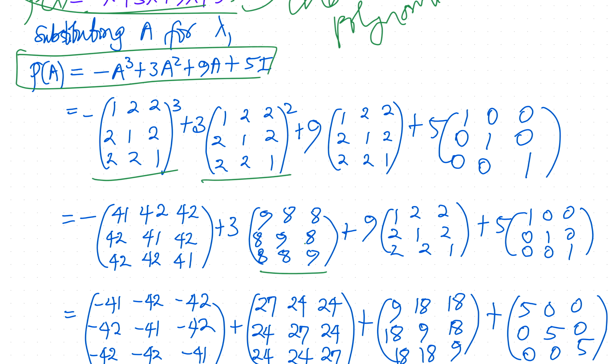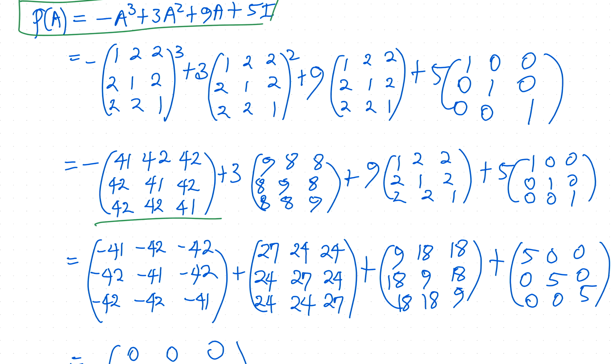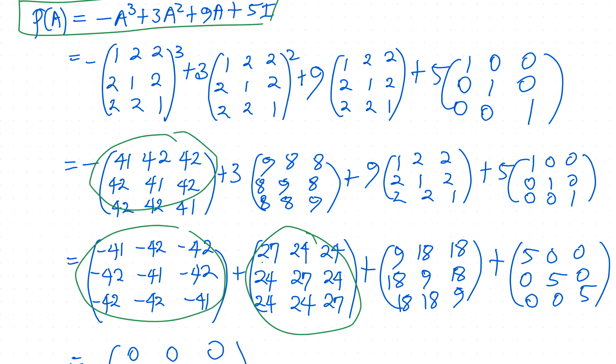So the cube of this is actually 41, 42, 42, 42, 41, 42, 42, 42, 41, like that. Plus 3. The square of this is 9, 8, 8, 8, 9, 8, 8, 8, 9. Then, of course, every other thing goes like that. So there's minus outside there. So the minus applies to everything here. Then 3 times 9, 27, 3 times 8, 24, 3 times 8, 24, and that applies to the rest. Then 9 times all this, 9 times 1, 9, 9 times 2, 18, 9 times 2, 18. Then 5 times the unit matrix, you have all this.